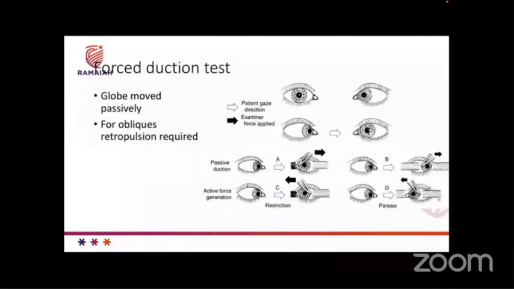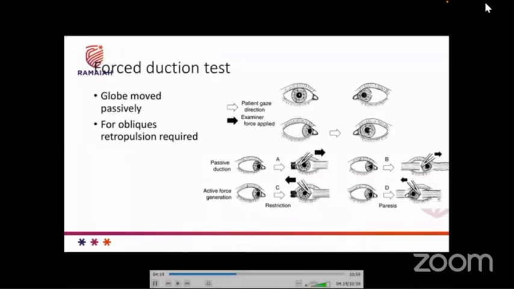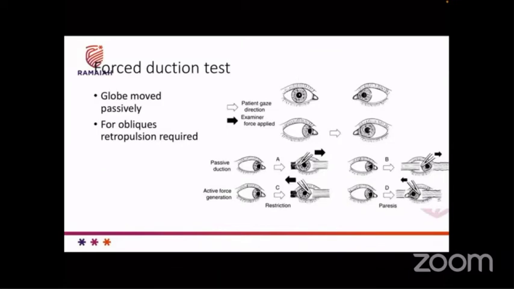So we mentioned that a force duction test is a gold standard. It's very, very important. In any strabismus, before surgery, during surgery, after surgery, you do a force duction test. In a force duction test, the globe is moved passively. The patient gaze direction is similar to the direction of force applied by the examiner, because you want to see whether by passive movement, the eye is moving completely. So if it is not moving, then most probably there is a restrictive component. When you're doing it for the recti, you need to proptose the globe, while when you're doing it for an oblique, you need to retropulse the globe.